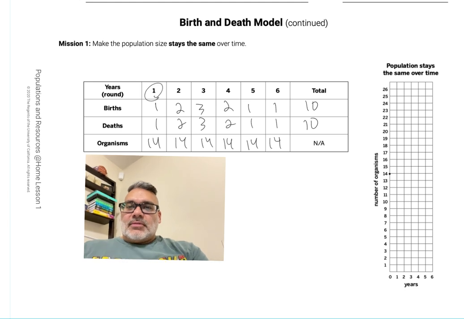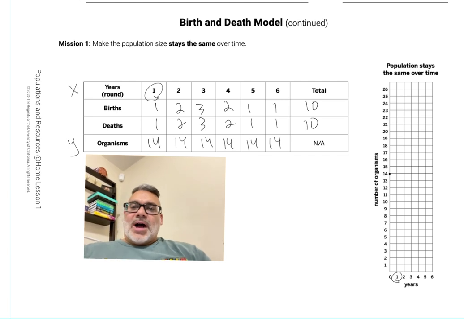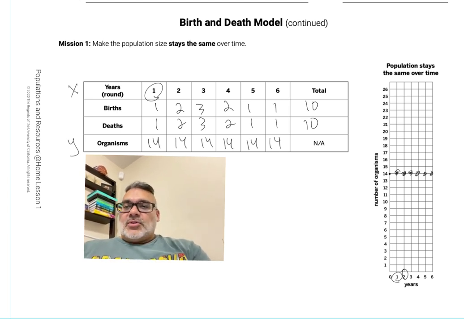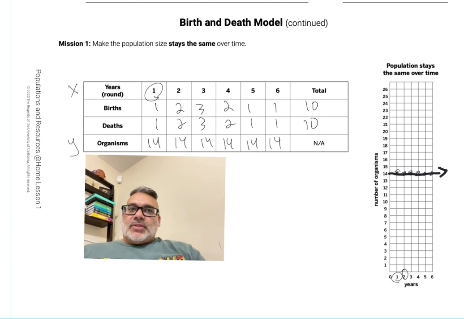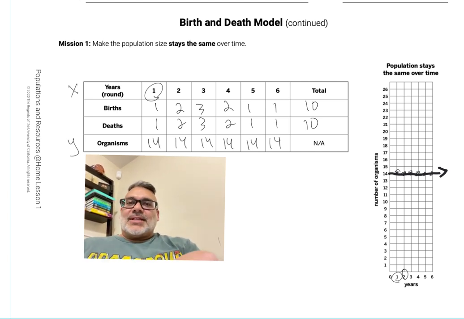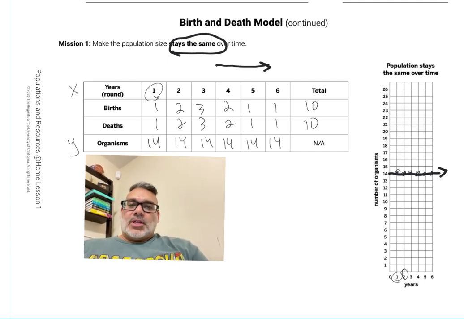So I'm going to take year 1 and look down here. Remember, year is the x-axis and organisms is the y-axis. So in year 1, I had 14. I'll make a dot. In year 2, I'm going up here to 14. In year 3, 14. In year 4, 14. Year 5, 14. And year 6, 14. Now I can draw the line right across there and predict that this is going to keep going that way. So what this means is that a population that stays the same, you're going to have a horizontal line like that right across. Let's look at what population increase would look like.